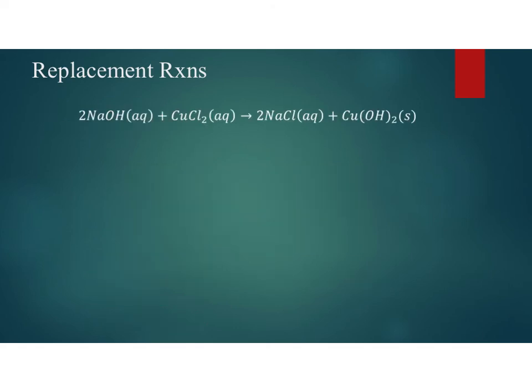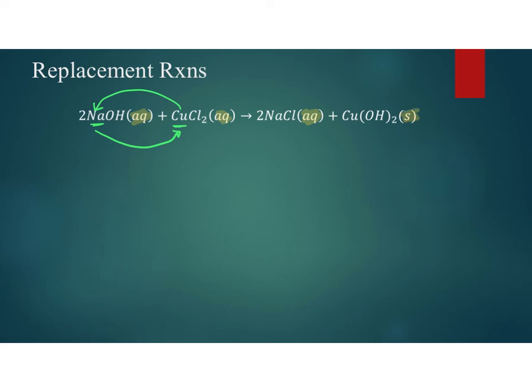Now, when we look at equations with double replacement reactions, again, notice I have sodium and copper. Sodium and copper are actually going to switch spots here. When this happens, I end up with sodium chloride and copper hydroxide. The one thing I would like for you to take a quick note of is that I have an aqueous solution of sodium hydroxide, and an aqueous solution of copper chloride. This produces an aqueous solution of sodium chloride and a solid of copper hydroxide.